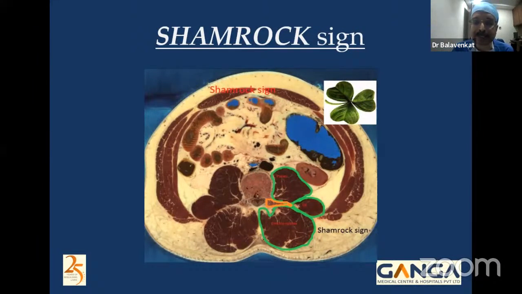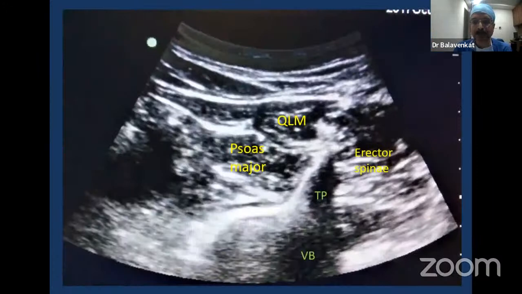As we discussed, if you want the visceral component involved and you want a good block for intra-abdominal surgery, you place the drug here. And if you want it for the iliac crest, you place it here. So this is the shamrock sign. This is the transverse process, this is the vertebral body, that's the quadratus lumborum, the psoas major, and erector spinae. This is exactly the sonoanatomy you will get in the lateral decubitus position, with the probe kept between the iliac crest and the costal margin.